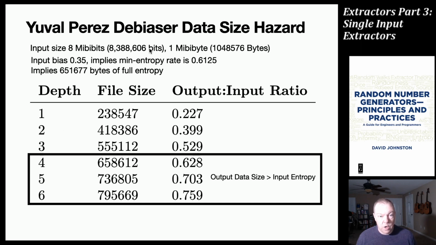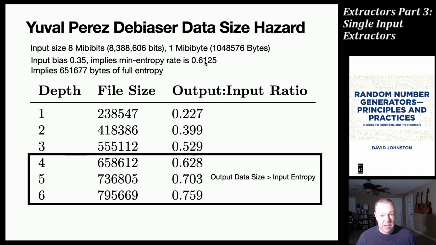input size was a megabyte of data, or a mebibyte to be accurate. So 8,388,608 bits, or 1,048,576 bytes. The input bias was set to 0.35, and that implies an entropy rate of 0.6125, so a 61.25% entropy rate.